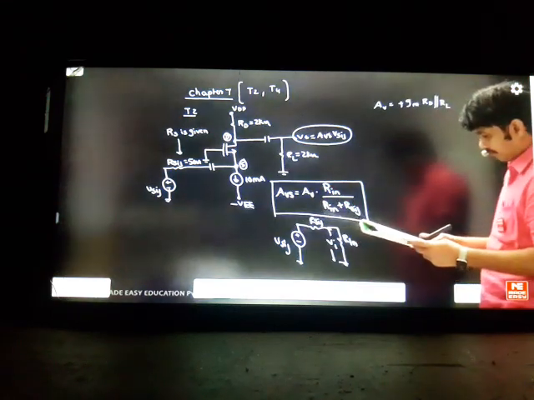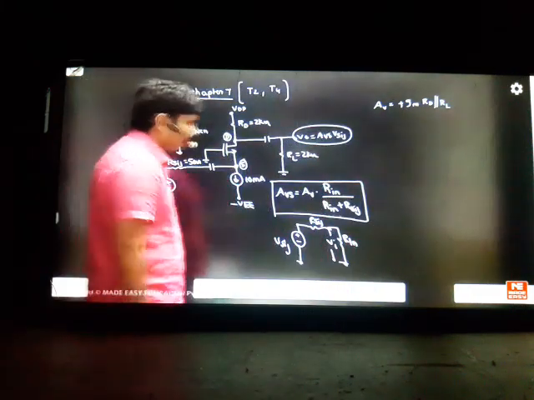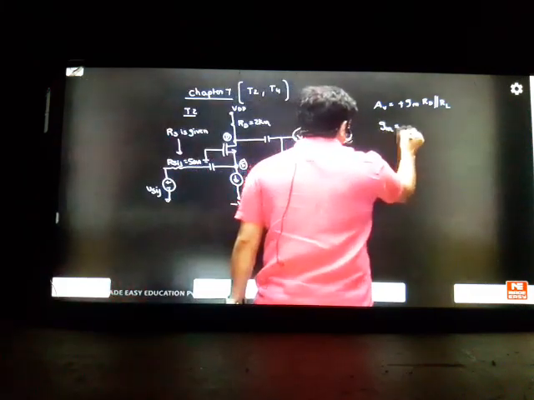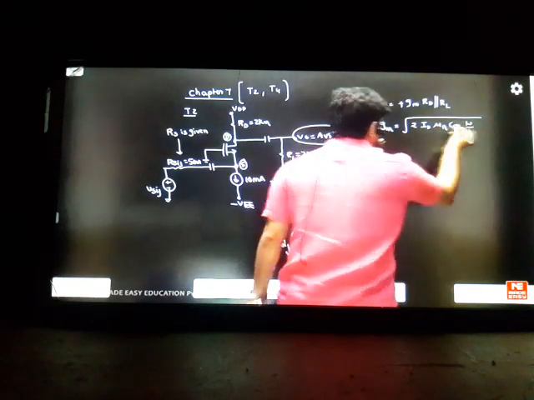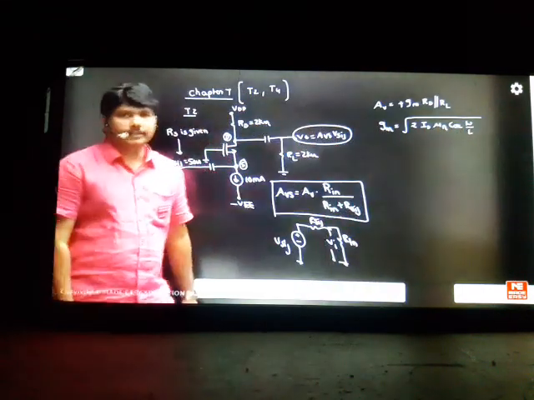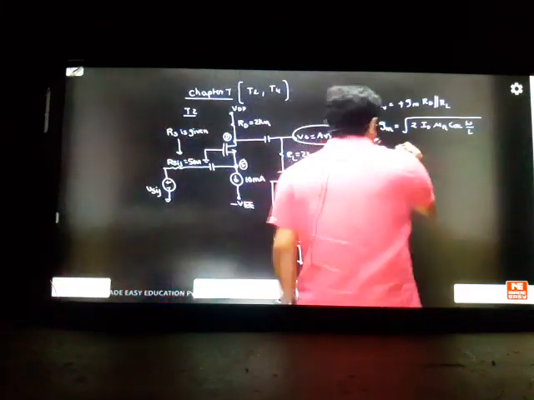So GM is not given. Then how will you solve this problem first? If I want GM, first practice the GM formula. GM can be represented as under root of 2 ID into mu n Cox W by L. This formula I derived in the common collector formula, correct? This is the GM formula in terms of ID, which I created in the common collector structure. So formula-wise, first you solve the GM, how much?